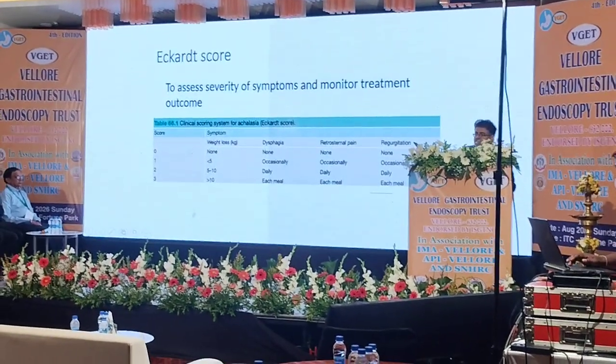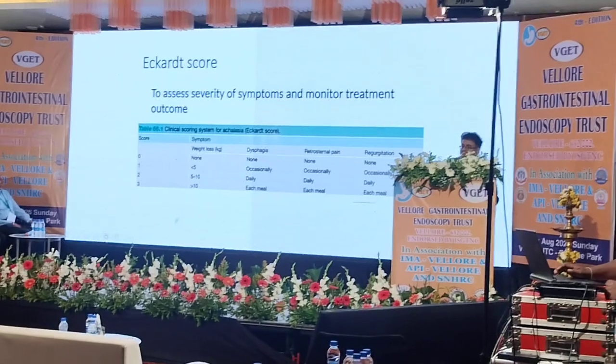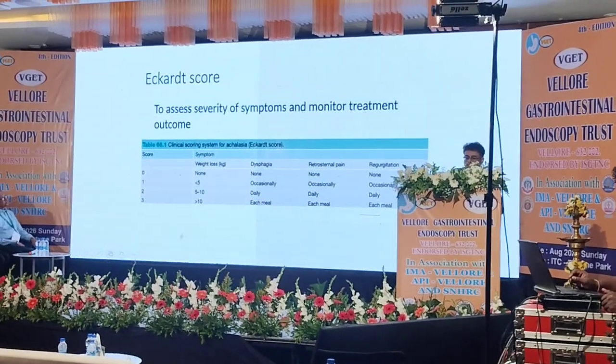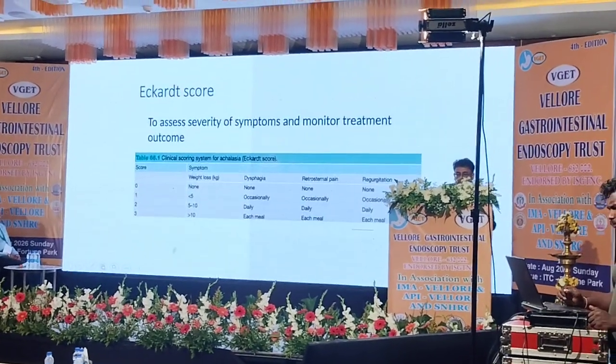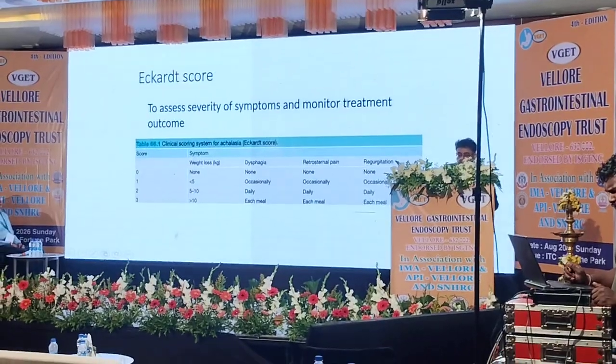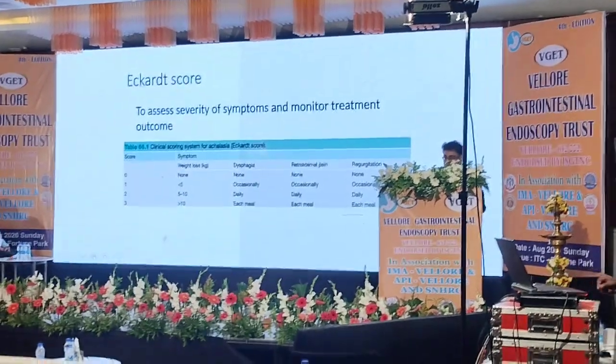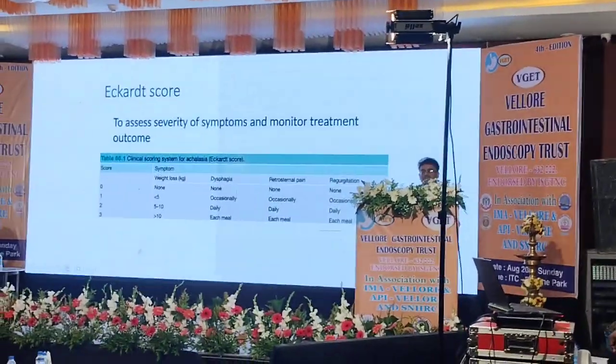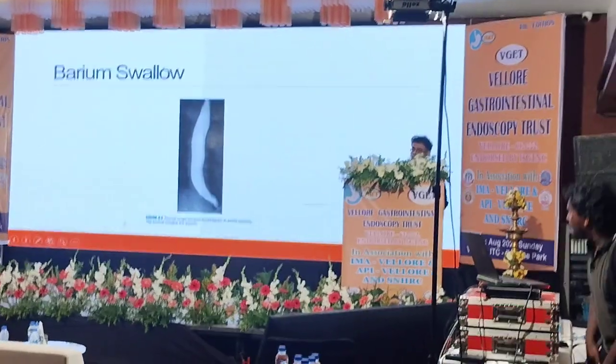This is an outline about the various scoring systems available. The basic one is the Eckardt scoring, in which we identify weight loss, dysphagia, retrosternal chest pain, as well as regurgitation. These four major pointers identify the severity of achalasia.